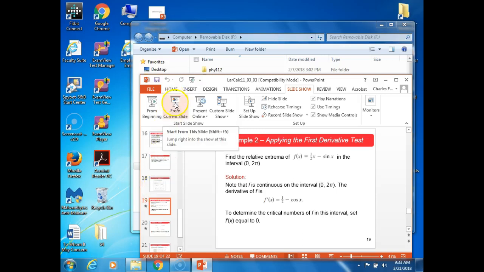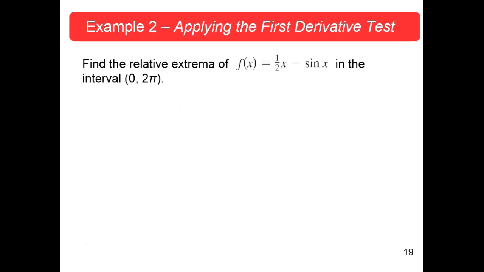And we'll go from current slide. And I'll make the last announcement. I made it before.